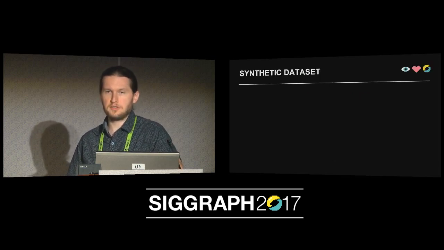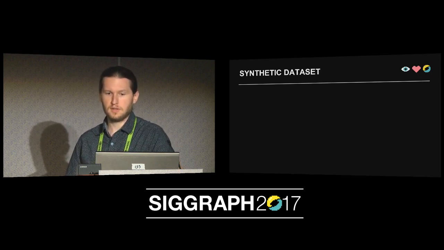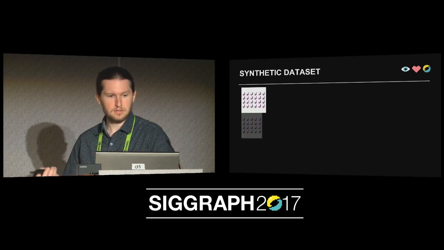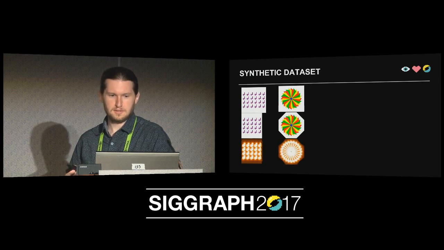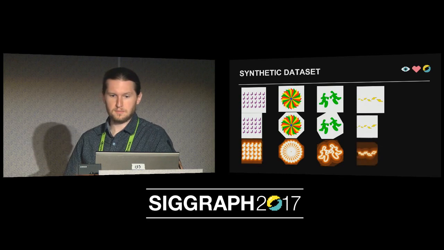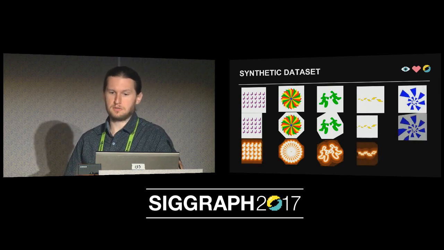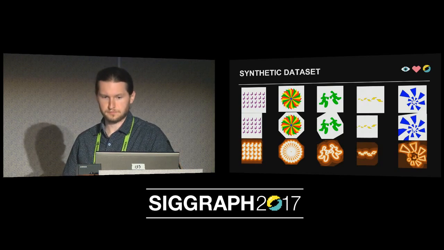First off, we built a synthetic dataset with isolated symmetry types to verify basic correctness. Our algorithm is capable of correctly detecting symmetries based on translation, rotation, reflection, slide symmetries, and even spiral symmetries, which are, to our knowledge, not handled by other approaches.